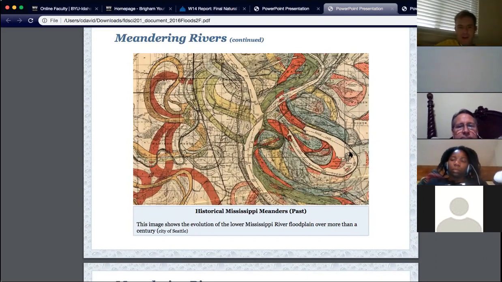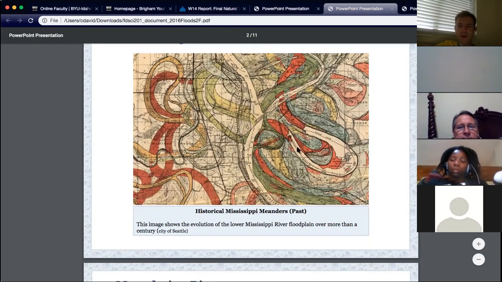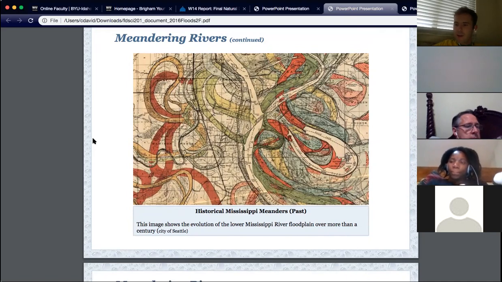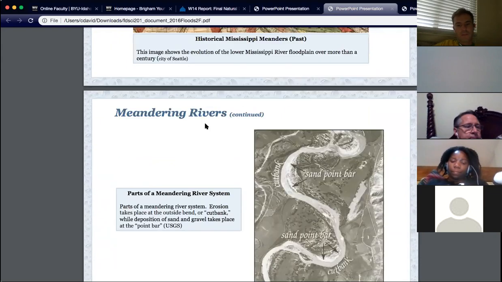This map is just showing all the different meanders and bends and ways the stream and river has moved over time. And you can see it's really hairy, it's really confusing, and that's kind of the point, to show that rivers are dynamic. Meandering rivers are very dynamic, and the channels are going to change location frequently.